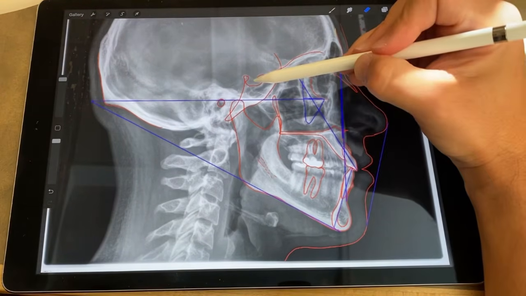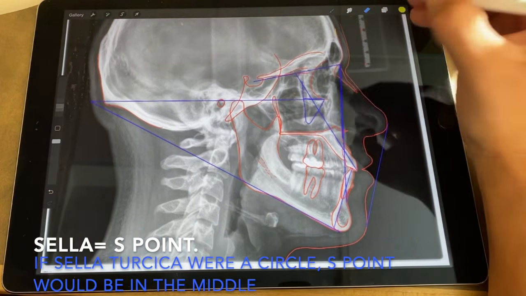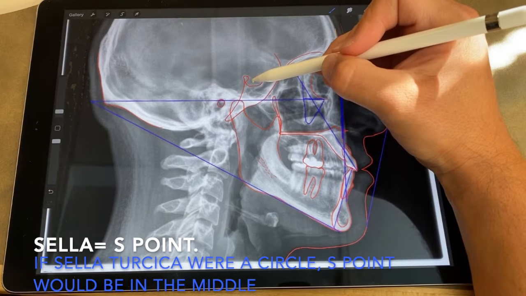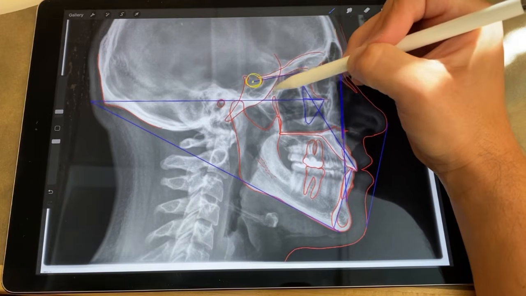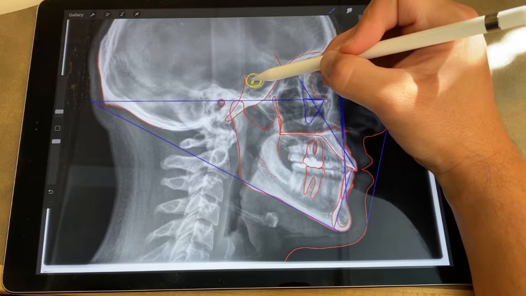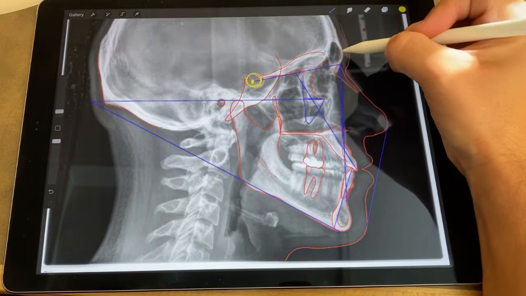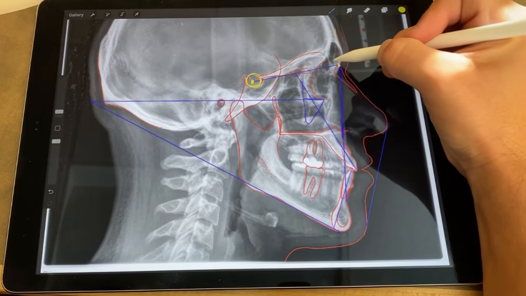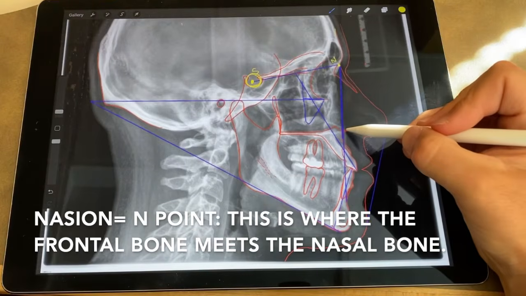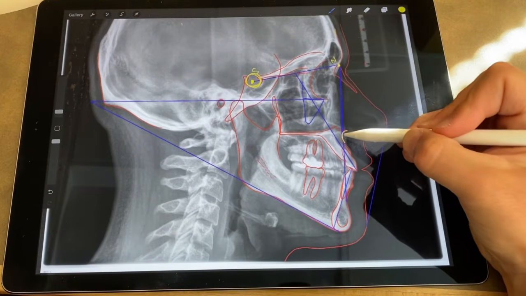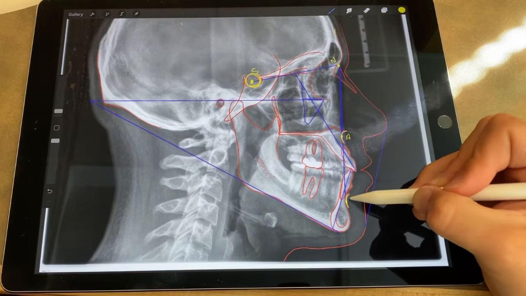Now this point right here is known as sella, S point. If I drew an imaginary circle where sella is, and I put a dot right in the middle, that's how we know where sella is. And where the frontal bone and the nasal bone meet, that's nasion. Remember the most concave portion of the maxilla, that's A point. The most concave portion of the mandible, that's B point.